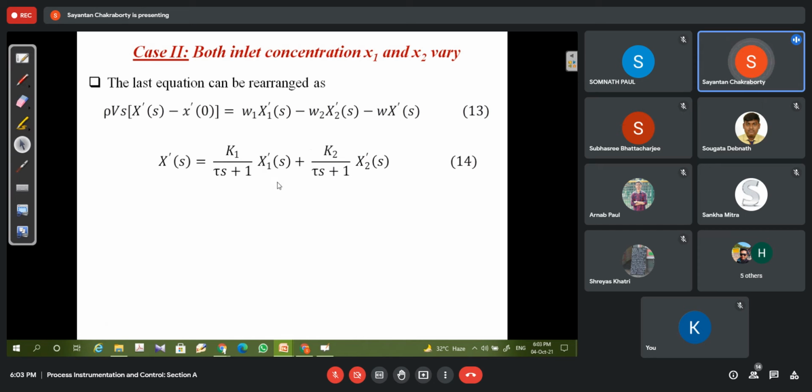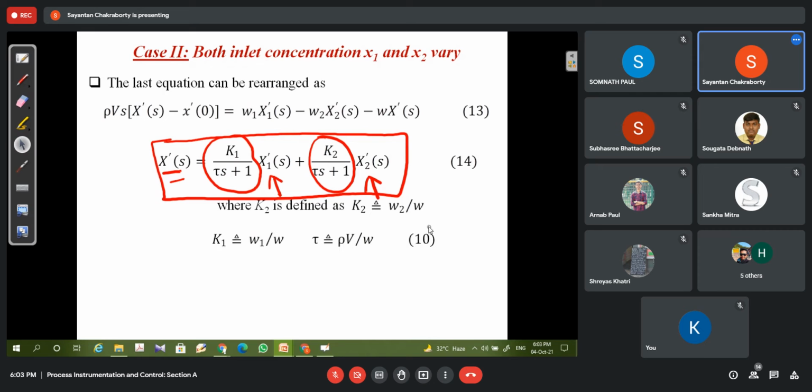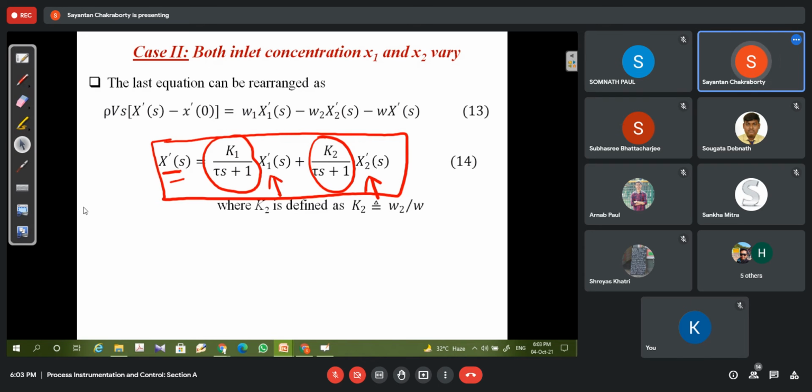Now, after rearranging, we get something like this, where this transfer function indicates the variation of x with respect to x1, and this transfer function indicates the variation of x with respect to x2. Interestingly, if you see, this k2 is defined as this, and tau is obviously constant.